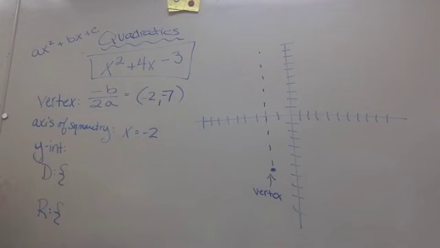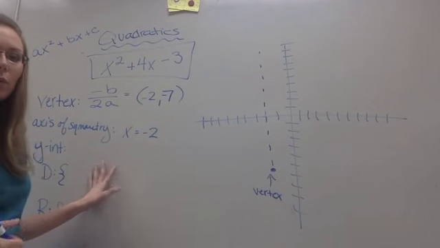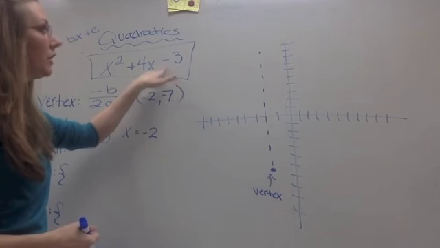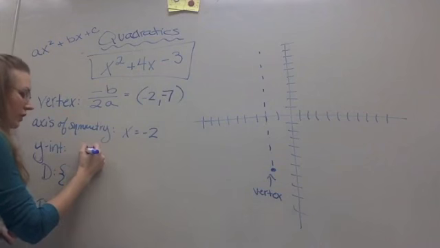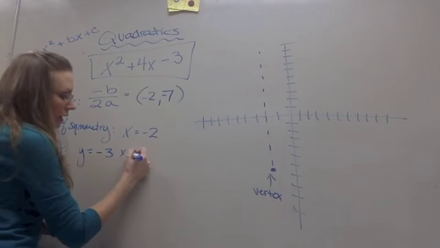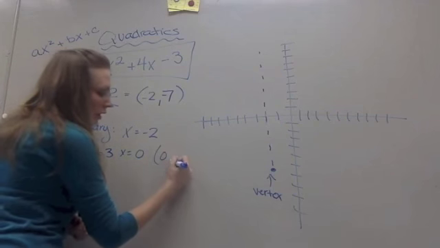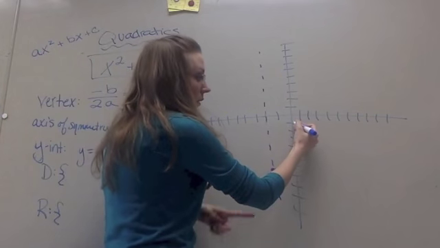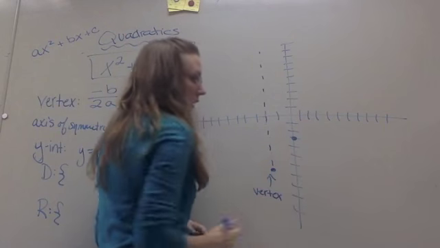Next, we're going to do our y-intercept. Again, from our last video, y-intercept is very quick and very easy. It always is your constant. So my y-intercept is going to be y equals negative 3. And of course, the x value there is always 0. So it would be 0, negative 3. Meaning my y-intercept is going to be 1, 2, 3 right here.